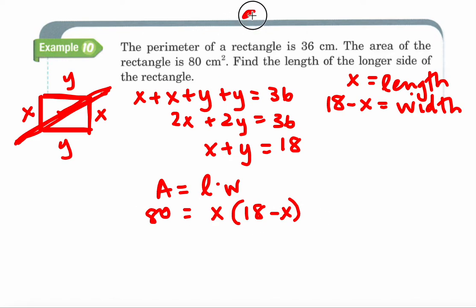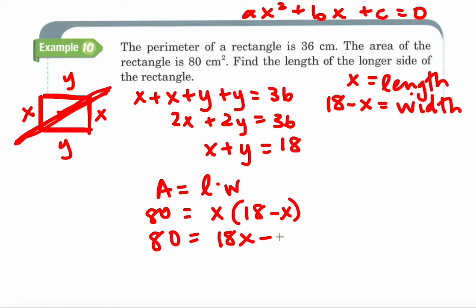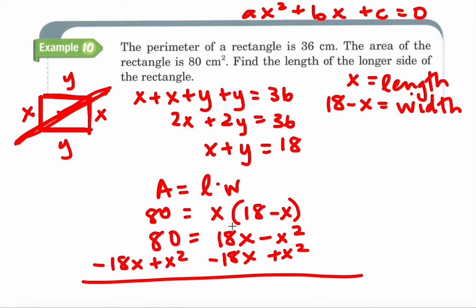But remember, we need to put it into this format. So we need to move some stuff around. So this becomes 80 equals, distribute that, 18x minus x squared. Let's subtract 18x and add x squared to both sides so that we can keep that positive. We'll get 0 over here. We get x squared minus 18x plus 80 as our equation.